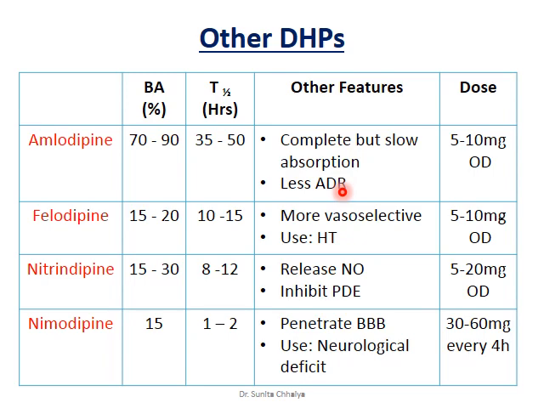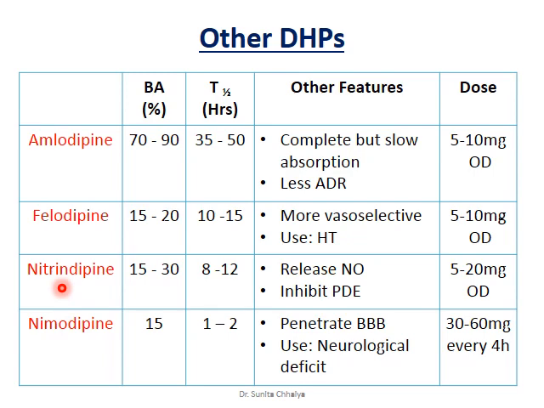Nifedipine produces reflex tachycardia, while amlodipine has less development of reflex tachycardia because its absorption is slow, and due to that there are fewer adverse drug reactions. It is administered as 5 to 10 milligram once a day. Another one is felodipine. Bioavailability is 15 to 20%. Half-life is 10 to 15 hours. More vasoselective, so helpful for the treatment of hypertension. Given in a similar dose, 5 to 10 milligram once a day.